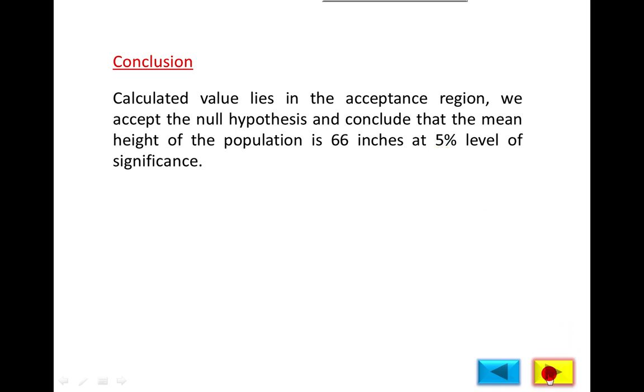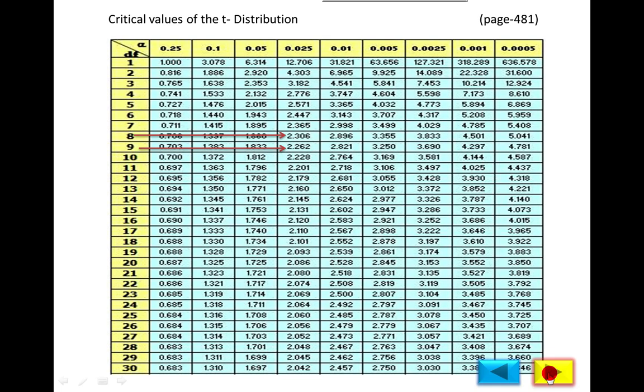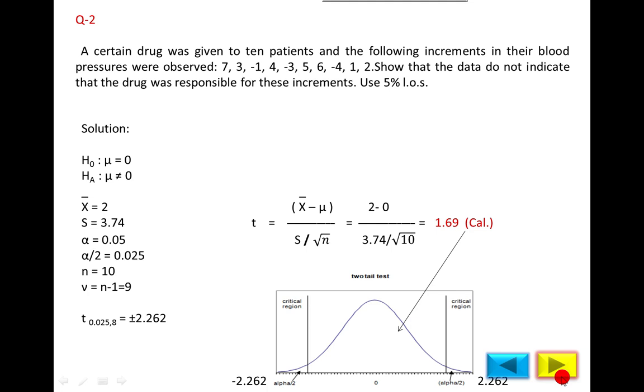Okay, now the next question. This is the t table I have already explained, and in the next question we will use a sample of 10. Degree of freedom will be 9. Table value at alpha 0.05 divided by 2, that is 0.025, will be plus minus 2.262. So, next question: a certain drug was given to 10 patients. N is 10, sample size is 10, and degree of freedom will be n minus 1, which is 9.